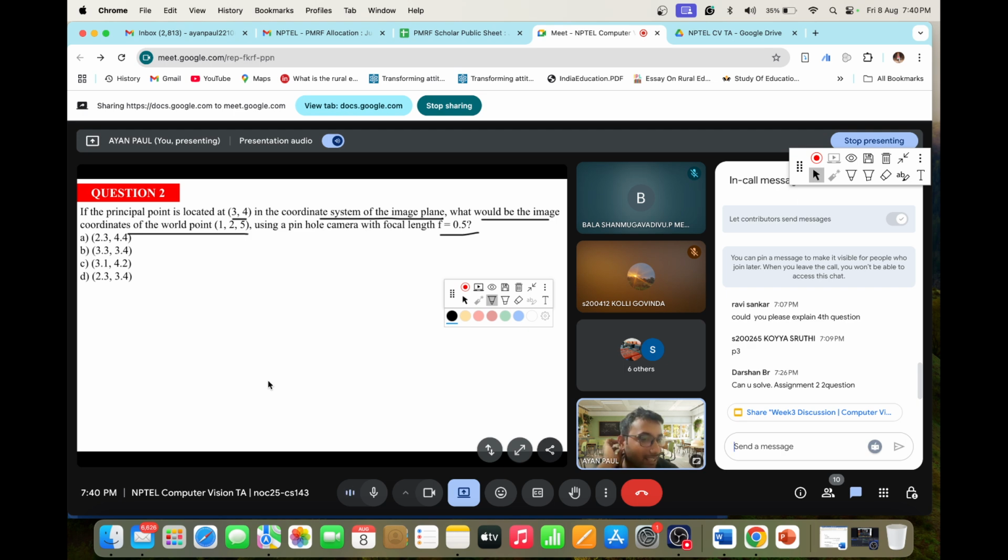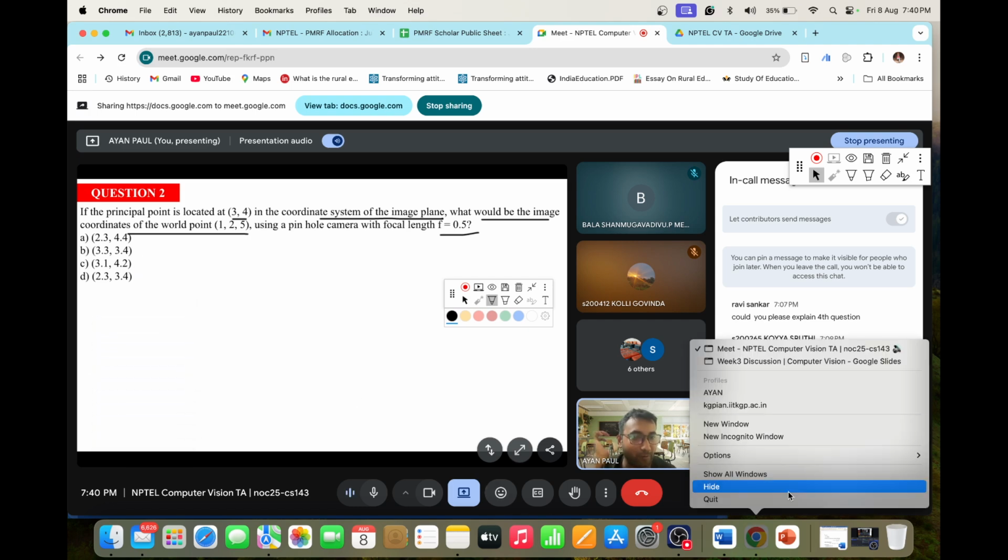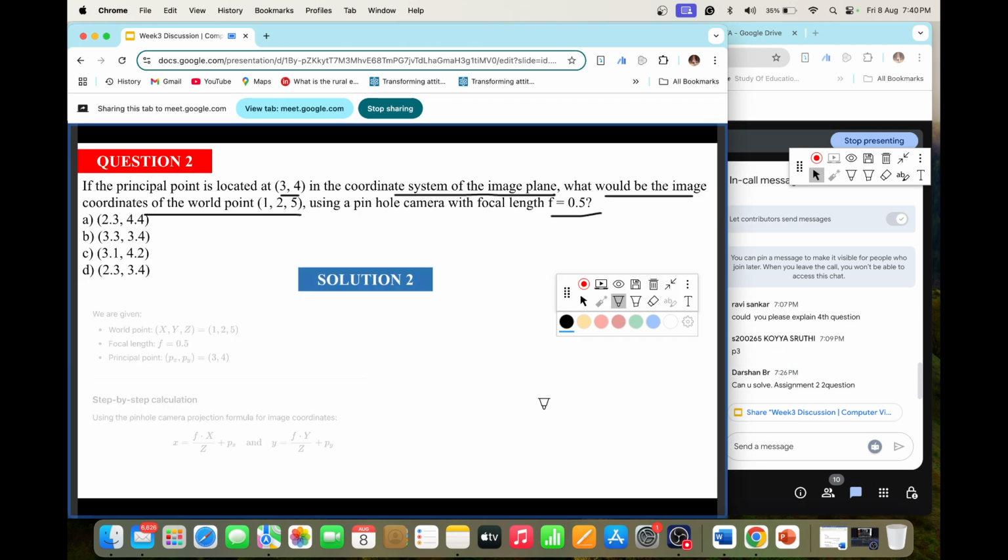So now is it clear? I hope it is clear. So let me show you the answers. Here this is capital X, capital Y, capital Z. This is f, and this is px, py. What have we been told? We have been told to calculate x dash, y dash. X dash is px plus x. Y dash is py plus y. So what is x? X is f capital X by Z. What is y? F capital Y by Z.